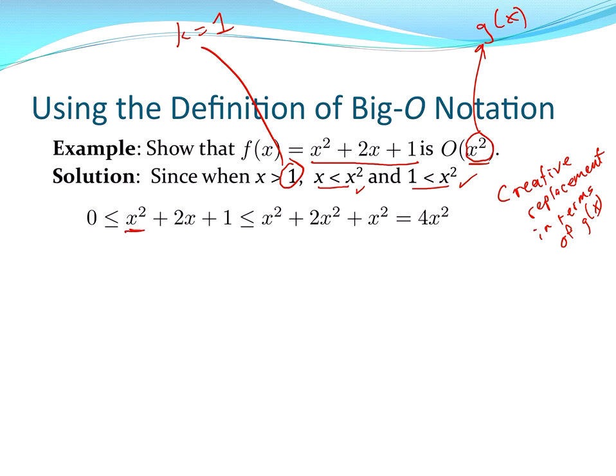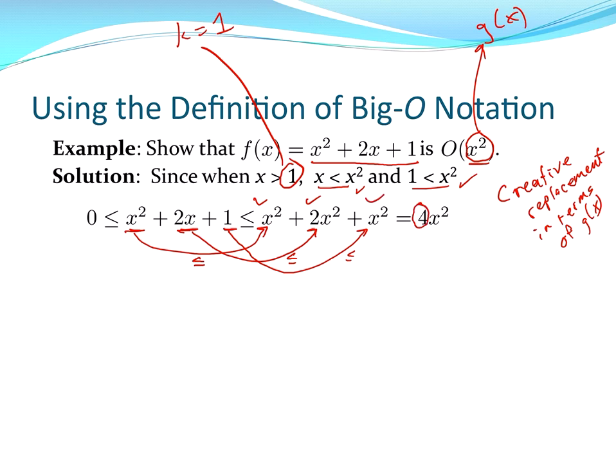Well, x squared is always less than or equal to x squared, so I can replace x squared with x squared. By k equal 1, I showed that x is always less than or equal to x squared, so I can replace this term with this term and maintain inequality. And then 1 is always less than or equal to x squared, so I can replace it here. And now I've got all of my f of x replaced with terms in g of x, and then I just add up the coefficients to get 4.